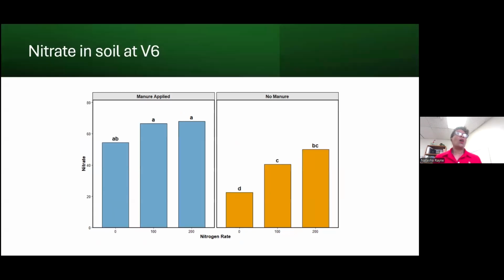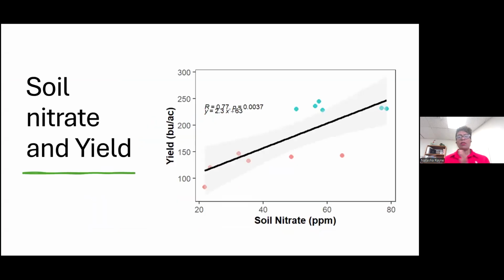All right, so here we looked at nitrate in the soil. We pulled nitrate samples, and as we expected, higher nitrate levels in the manure treatments, which again we expected, right, to see that trend. So was there a relationship between nitrate in the soil and yield? Yes, there was. There was a clear relationship between soil nitrate and yield.